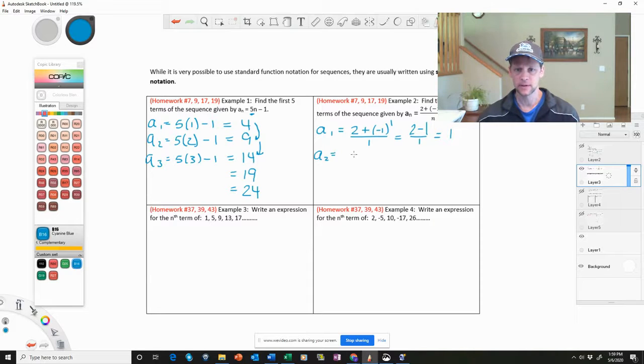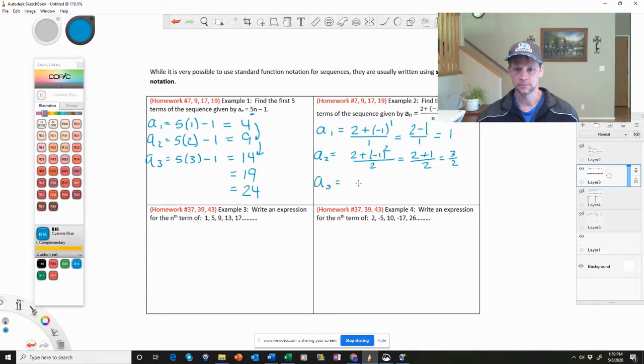The second term of the sequence is 2 plus negative 1 squared divided by 2. All right, now notice what happens here. When we have the negative 1 to the second power, it becomes a positive 1. So now all of a sudden this is plus 1 over 2. And therefore my next term is 3 over 2, or 1.5.